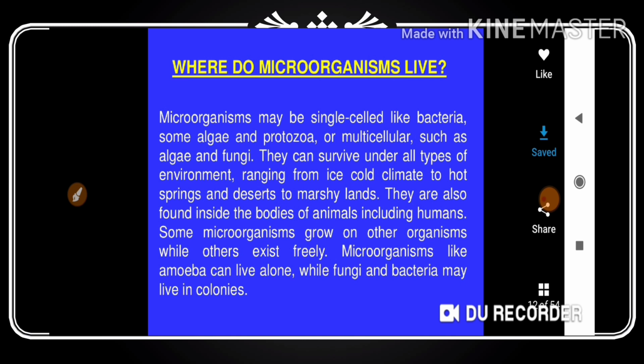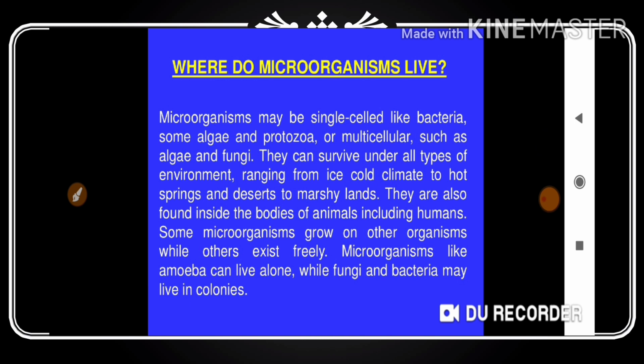Some of them are multicellular, and some are unicellular, such as algae and fungi. They can survive under all types of environment. It doesn't matter whether it is very cold or very hot, they can survive in any condition. That's why the question is given: where do microorganisms live? They can survive under all types of environment. Please keep in mind, that's why we need to take very strong precautions.